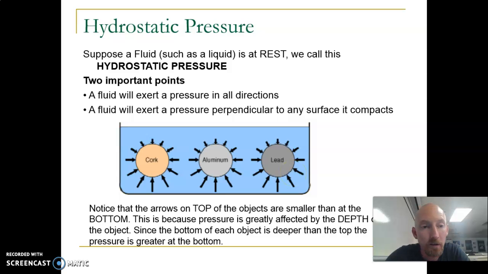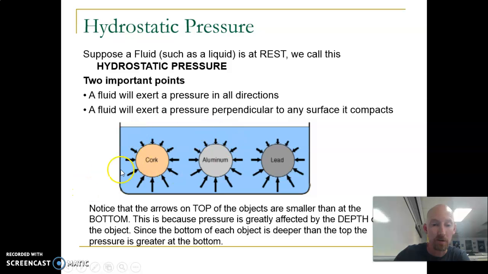Hydrostatic pressure. Hydro having to do with a fluid or water. Static meaning not moving. So what we're talking about first is hydrostatic. So this is fluids that aren't flowing, that aren't moving, that are at rest. Fluids exert pressure in all directions, and they exert pressures perpendicular to the surfaces of things. So this is a thing.